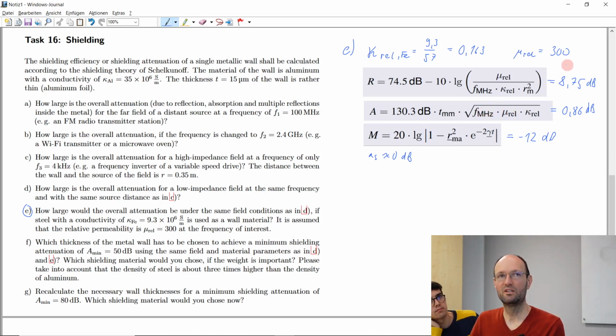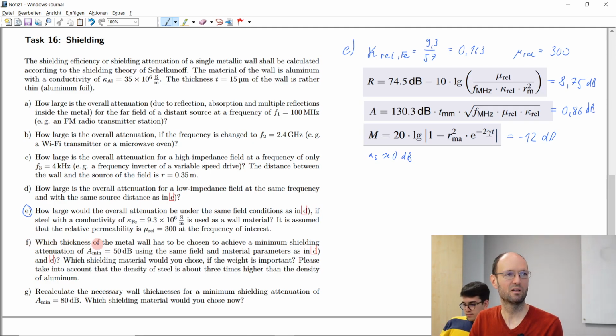We could use some material with higher permeability probably, or some higher conductivity, but then usually if you increase this, you will somehow decrease this. So what is the only thing that we could do, what is remaining? The thickness. We can increase the thickness. So now let's increase the thickness and try to think about the problem.